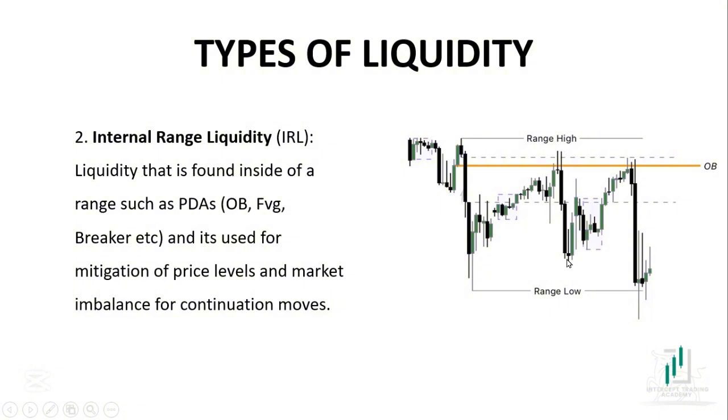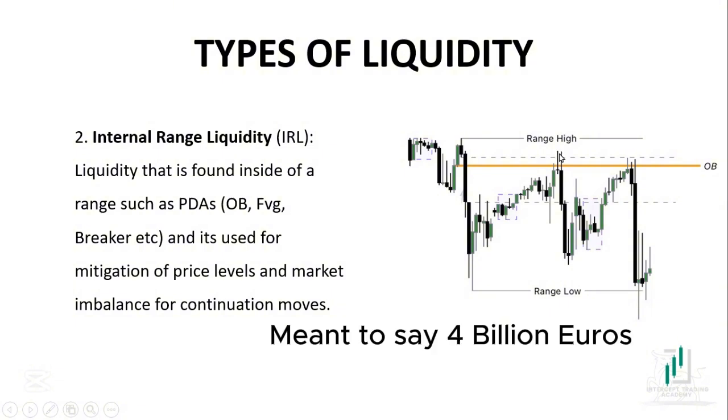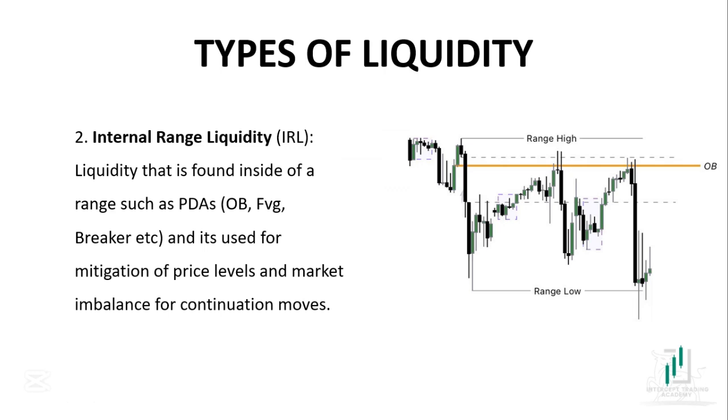Do you understand? Let me repeat that. In order for the banks to sell 4 billion euros at this internal range liquidity, there must be an opposing buy order of 4 billion euros. This is what causes the markets to pair the orders at this internal range liquidity in order for price to mitigate this imbalance and continue with the move, targeting the range low, which is our external range liquidity.